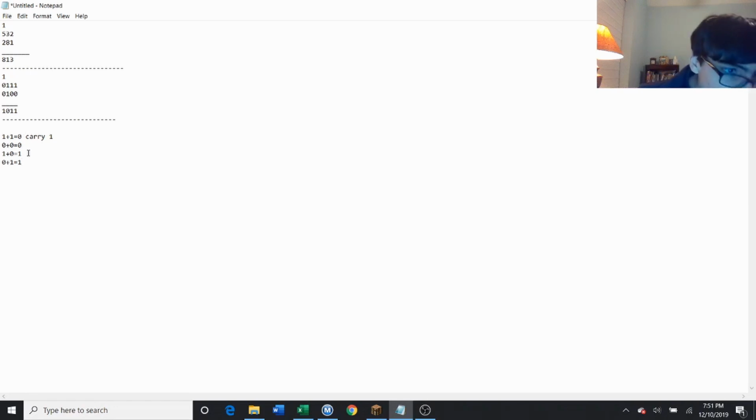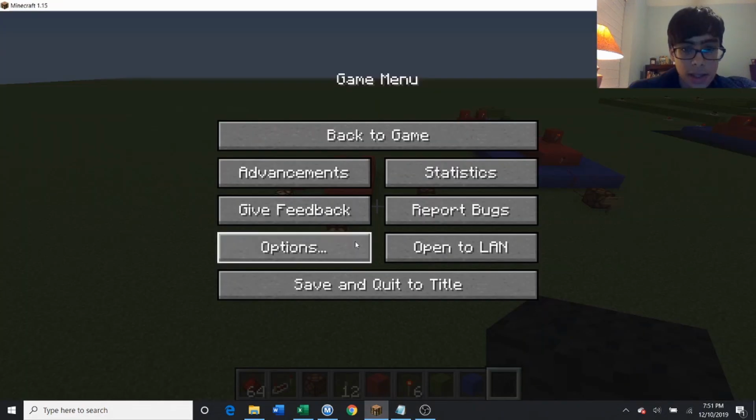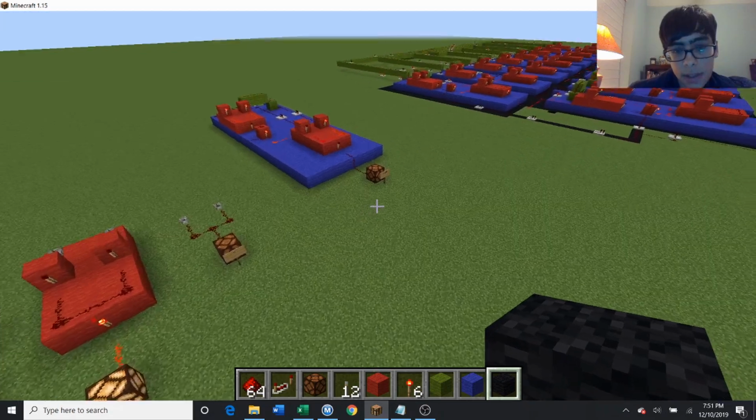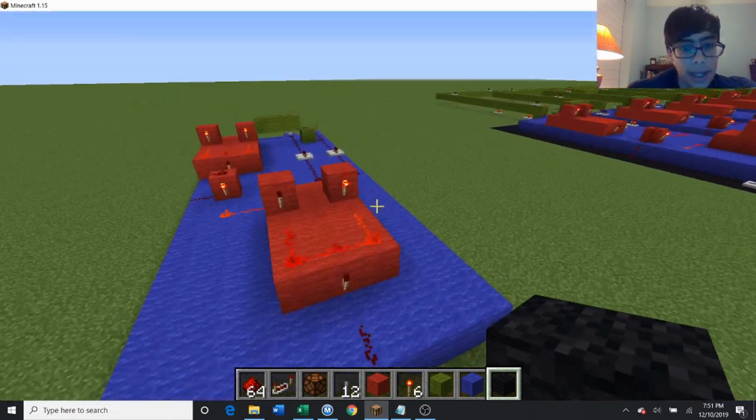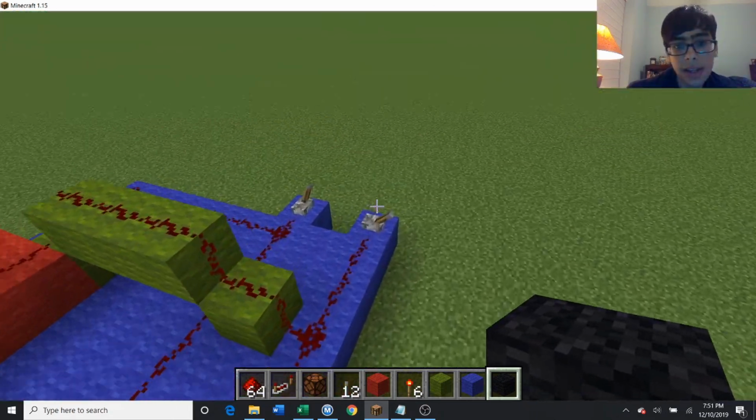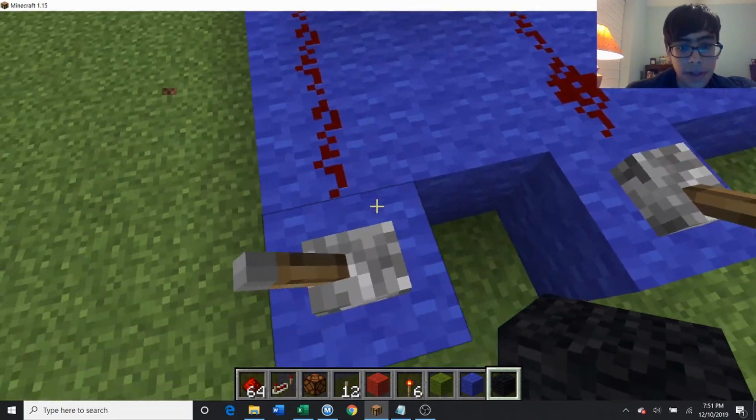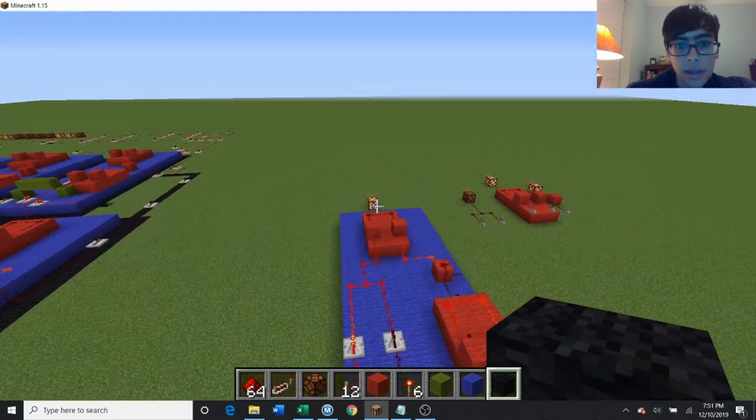So, in order for the output to be 1, there needs to be a 1, but it can't be both of them. So, this is what I created to make that. This is an exclusive OR gate, which means you need to have at least 1, but it can't be both. So if I turn 1 on, that's on.